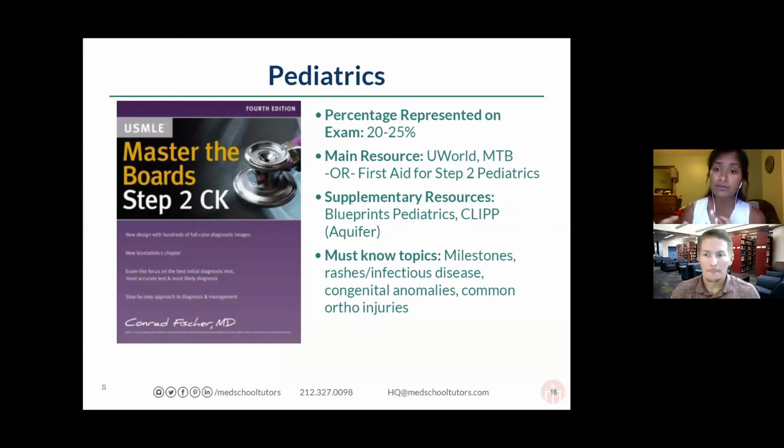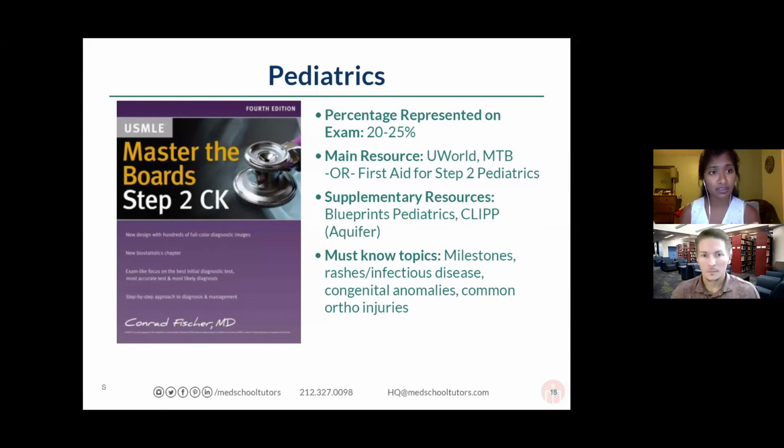The best book resource that I would recommend would be either Master the Boards or Blueprints. Those are really the best for actual textbook resources. Questions, though, are going to be your mainstay. UWorld is going to be your main resource no matter what. So UWorld, UWorld, UWorld. And then a lot of people like First Aid for Pediatrics as well, but I tend to lean towards Master the Boards across the board for the peds stuff.